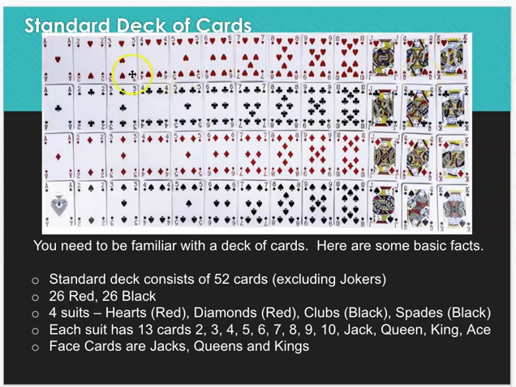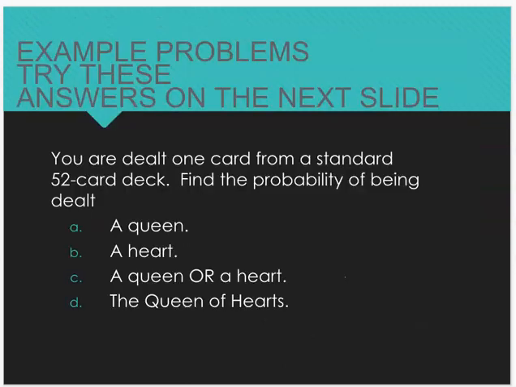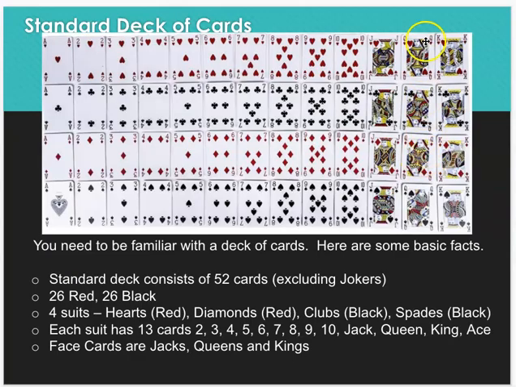So we need to subtract off one of those queens that we counted twice. So you could write it out as 13 over 52 plus 4 over 52 minus 1 over 52, which would give you 16 over 52. And if you simplify that fraction, you would get 4 over 13. The last problem, what's the probability that you're dealt the Queen of Hearts? Well, again, look back at your deck of cards if you need to. There's only 1 Queen of Hearts in the deck. So the probability that you're dealt the Queen of Hearts is 1 out of 52.